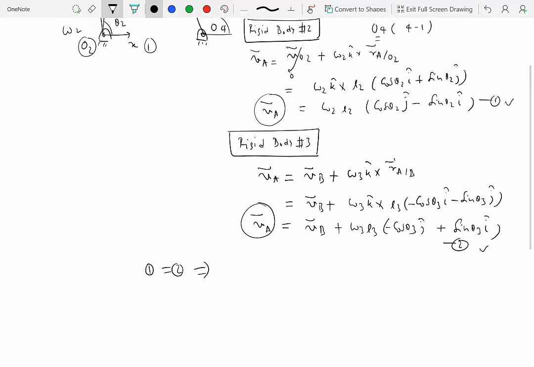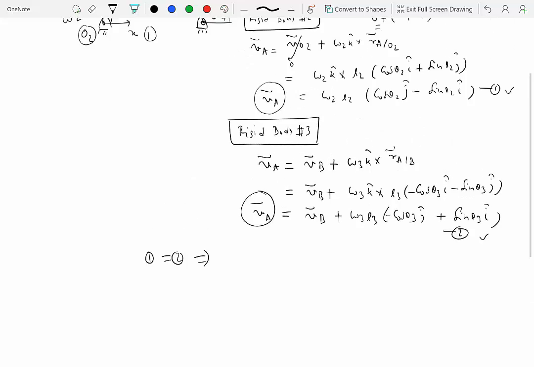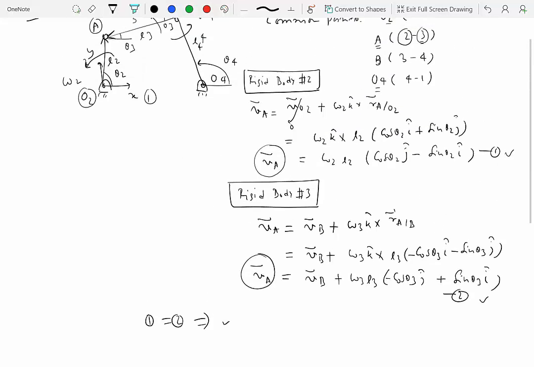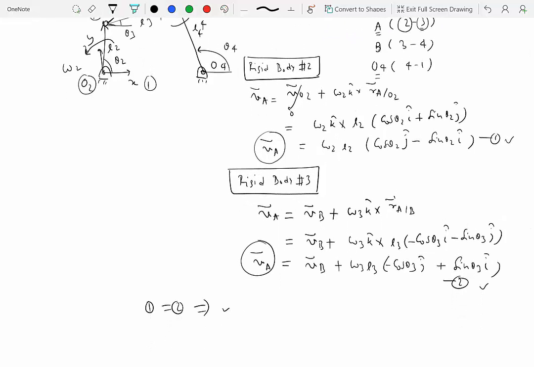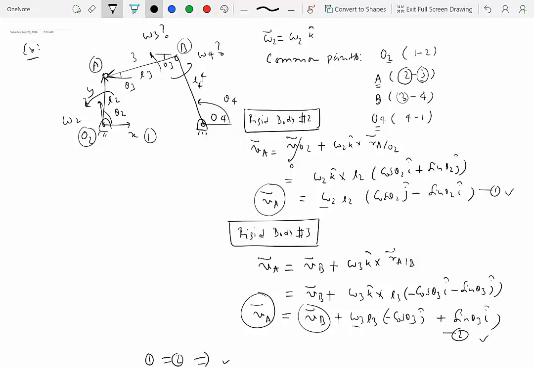So if we do that, what do we get? We get omega 2 L2. You know what? Let me not do that right now, but let's just keep in mind that we can equate these two equations, right? The reason I'm not going to write these two right now is because we do know omega 2, we don't know omega 3, but we don't know anything about VB, right? So let's see what we can do about VB. Now B is common to 3 and 4, right? B is common to 3 and 4. So we can write the velocity of B from the perspective of 4.